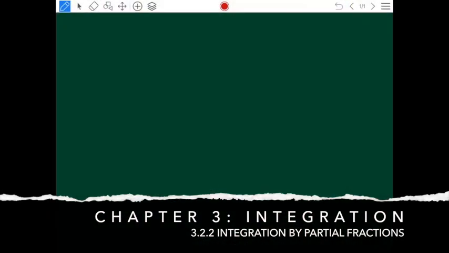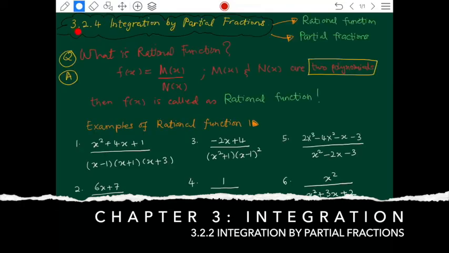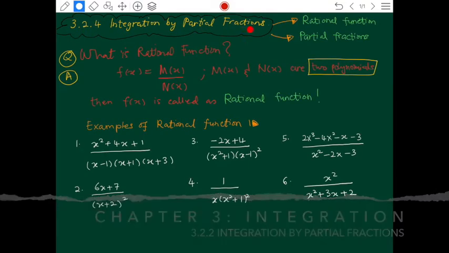So previously we have learned three techniques of integration, which are first, integration by substitution, second, integration by parts, and third, integration by tabular method. Now for the final technique, the last technique, which is integration by partial fractions.